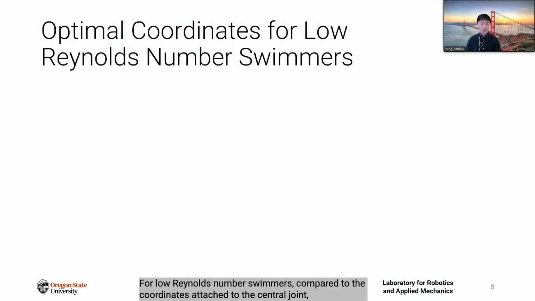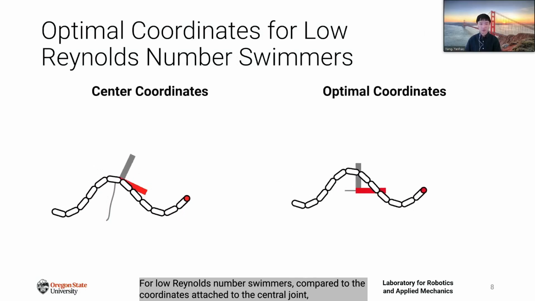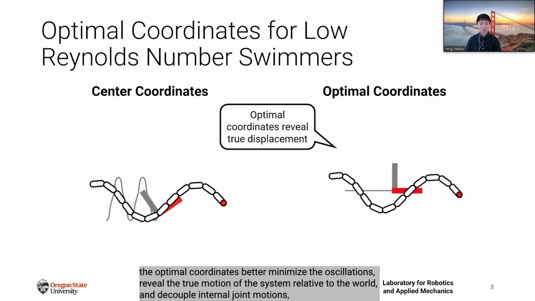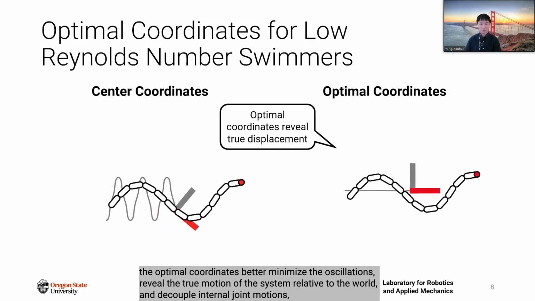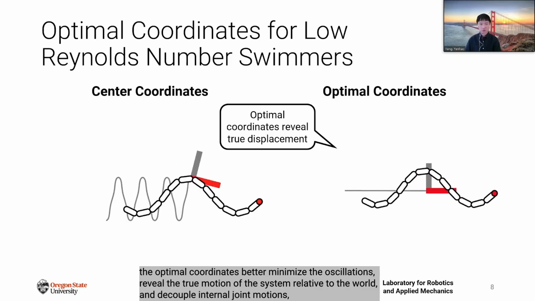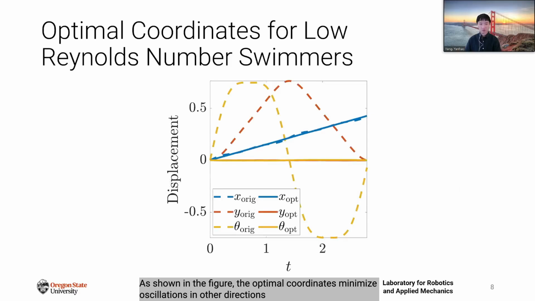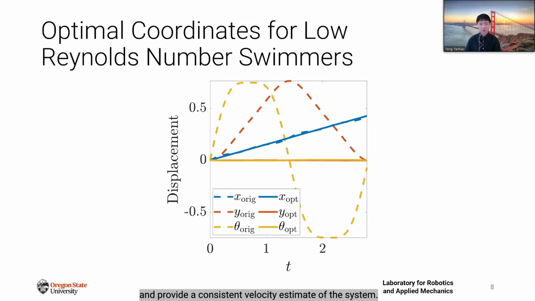For the low Reynolds number swimmer, compared to the coordinates attached to the central joint, the optimal coordinates better minimize the oscillations, reveal the true motion of the system relative to the world, and decouple internal joint motions, making geometric motion planning applicable and efficient. As shown in the figure, the optimal coordinates minimize oscillations in other directions and provide a consistent velocity estimate of the system.